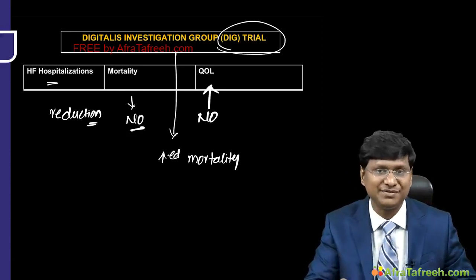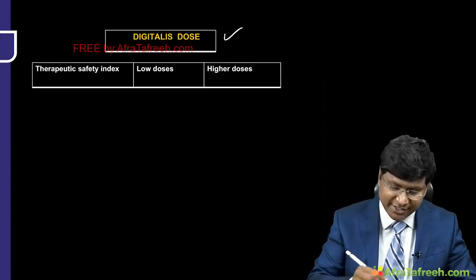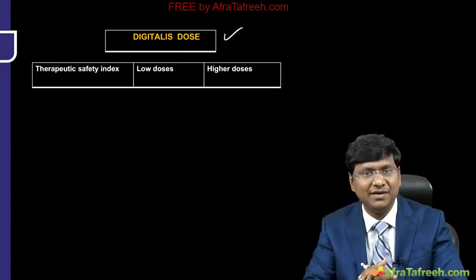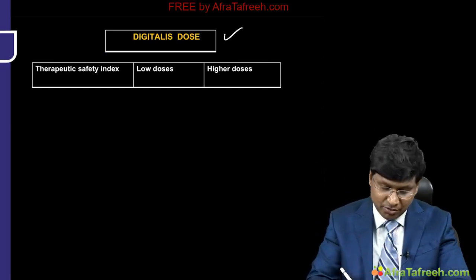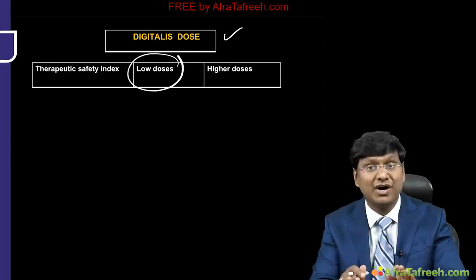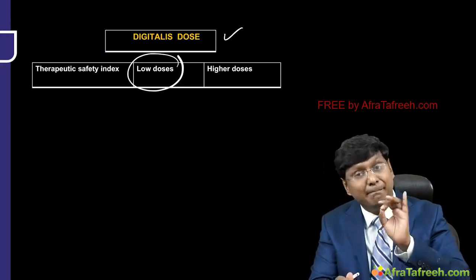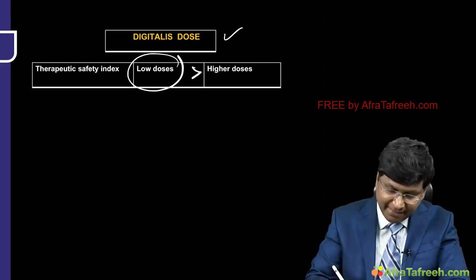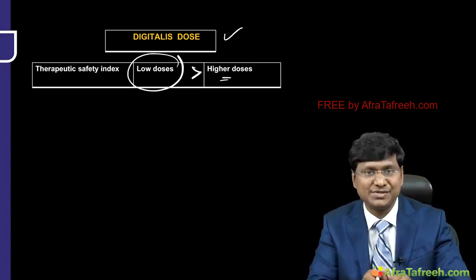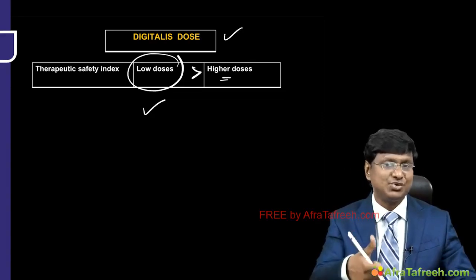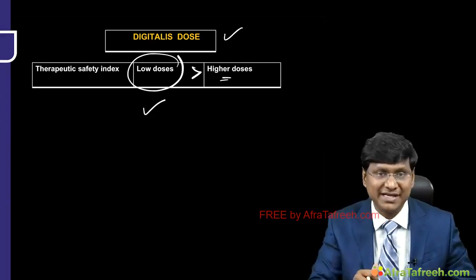So that is the reason why digoxin is not used very commonly in patients with heart failure. And digitalis has a therapeutic safety index. It should be noted that low doses of digoxin are sufficient and have a beneficial outcome compared to higher doses. So the efficacy of the low dose is good compared to the high dose.